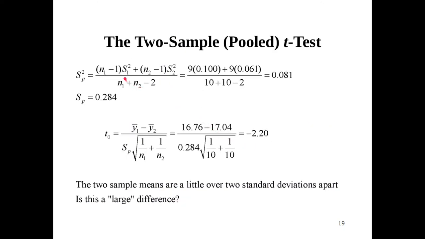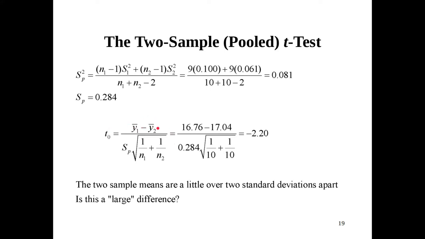So we plug in this formula here for sp square. That gives us the pooled sample variance 0.081. We take a square root of that to calculate the standard deviation. So that's 0.284. Then we plug in that sp value in the t0 formula.